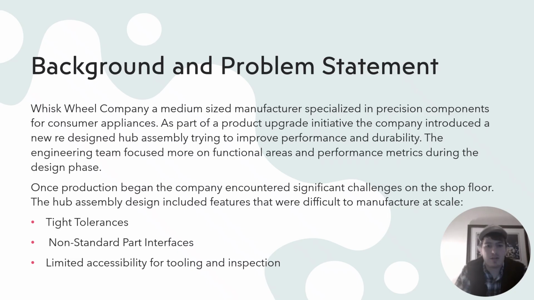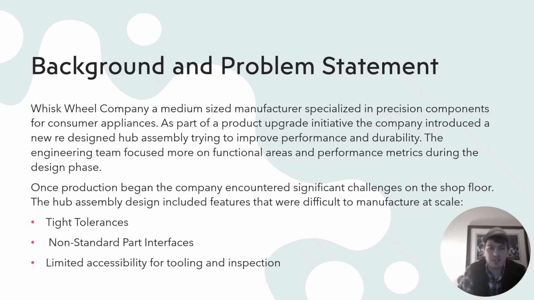So now we move to my background and problem statement I was talking about. The Whisk Wheel Company, from what I read, is a smaller sized manufacturer specialized in precision components for consumer appliances. As part of a product upgrade they wanted, the company introduced a newly redesigned hub assembly of the bicycle to improve performance and durability. Then the engineering team decided they were going to focus more on the functional areas and performance metrics during the design phase of the bicycle.